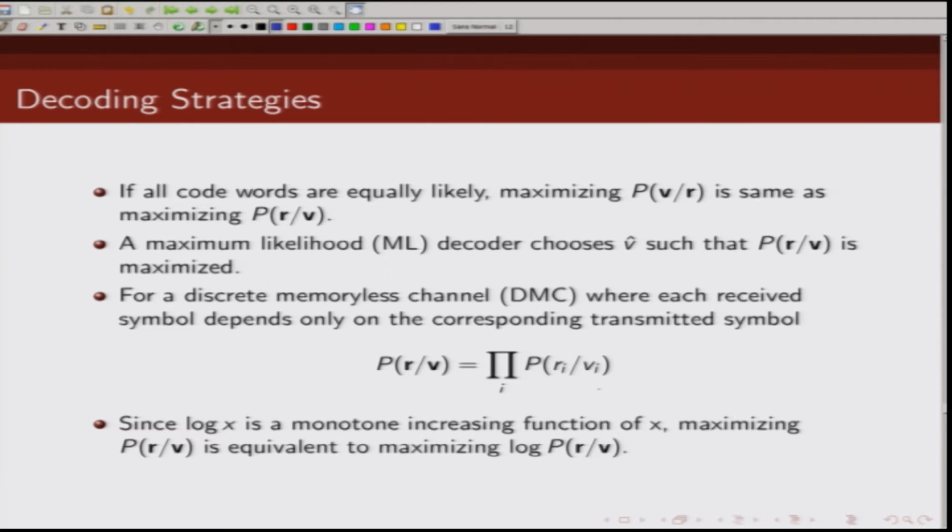Now, since log of x is a monotonically increasing function of x, maximizing this probability is equivalent to maximizing log of probability of R given V. If we do that, then this product becomes a summation. So, log of probability of R given V becomes a summation, of course with a log term here, and this is much easier to compute.